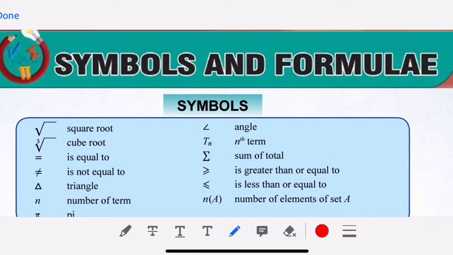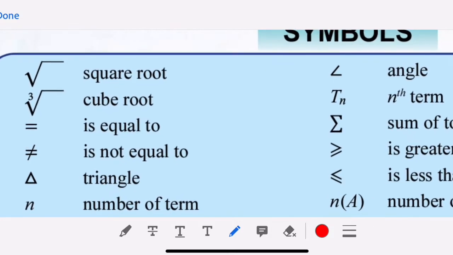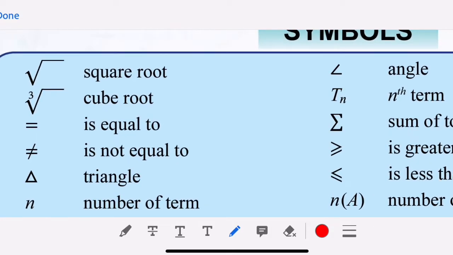The important symbols and formulae. Let's go through together. Square root, cube root. There is a 3 here, cube root. For square root, in fact there is a small 2, but we can just write without the small 2. So there's a difference between cube root and square root.